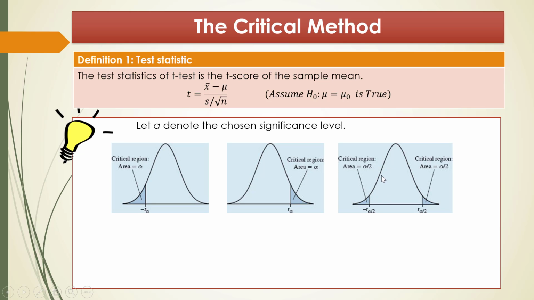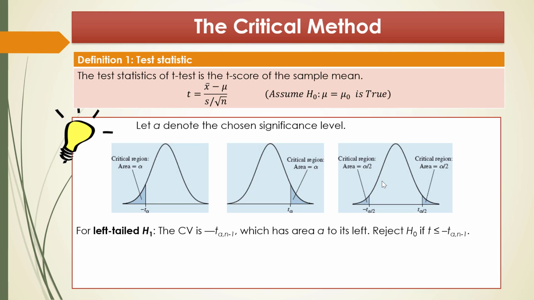So basically we want the area of the critical region to be alpha, and the area of the acceptance region to be 1 minus alpha. So for left-tailed, the critical value is minus t alpha, n minus 1, which has area alpha to its left, and we reject H naught if the test statistic falls into the critical region. So for the left tail, we have t is less than or equal to minus t alpha, n minus 1.